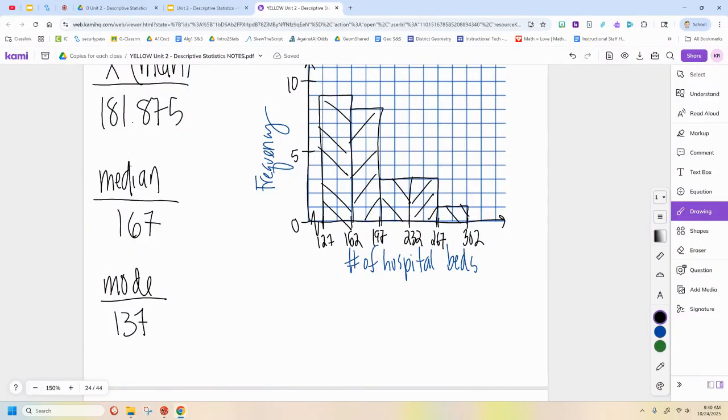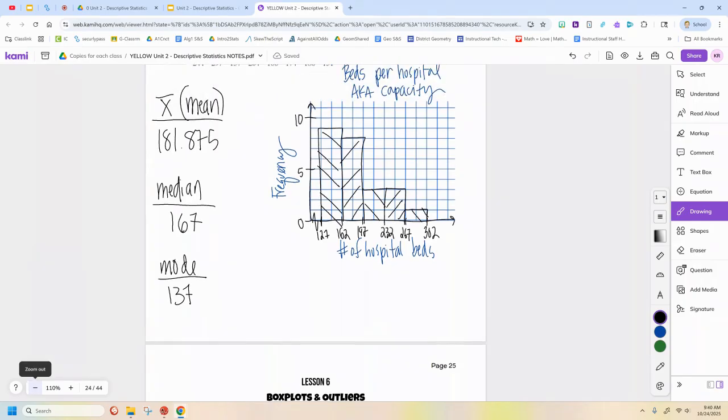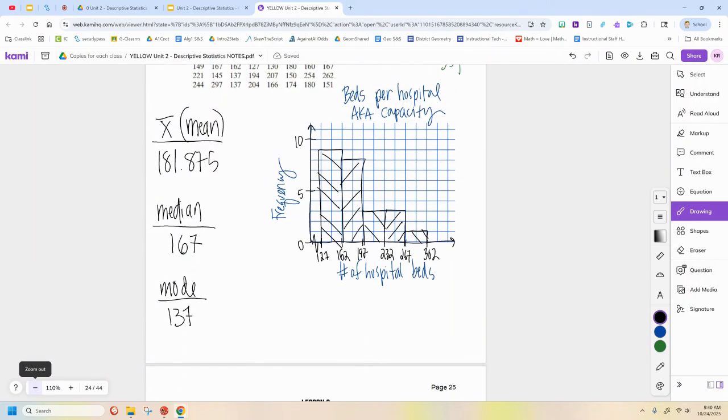This is actually a really perfect scenario to explain why mode is not really that essential.